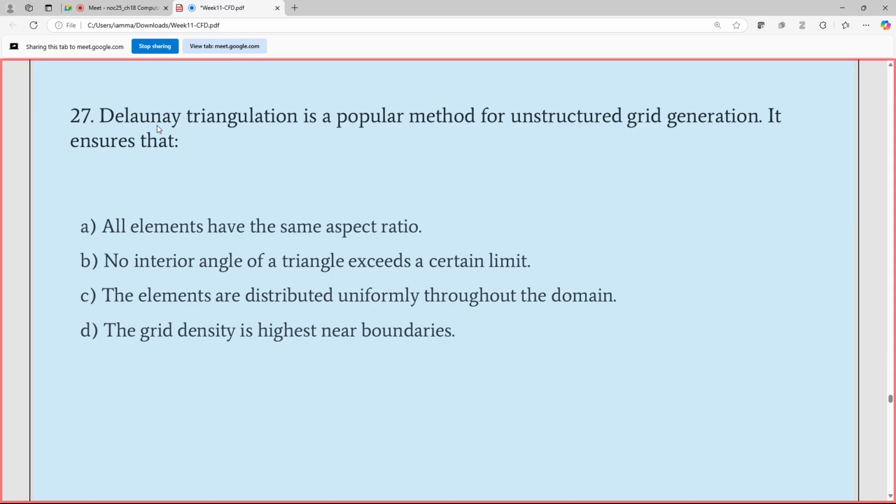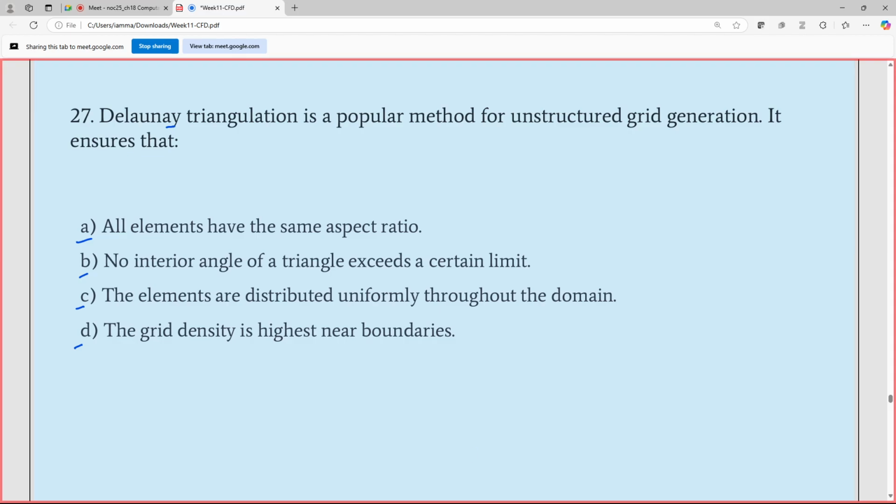Another question: Delaunay triangulation method. Delaunay triangulation is a popular method for unstructured grid generation. It ensures, among the following, options are: option A, all elements have the same aspect ratio. Option B, no interior angle of a triangle exceeds a certain limit. Option C, the elements are distributed uniformly throughout the domain. Option D, the grid density is highest near boundaries. So, which among the following is a key objective of Delaunay triangulation?